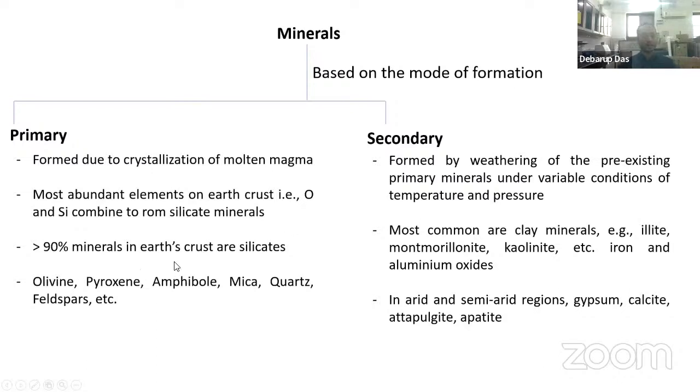Greater than 90% of minerals in the earth's crust are silicates because oxygen and silicon are the most abundant. For example, olivine, pyroxene, amphibole, mica, quartz, feldspar, etc.